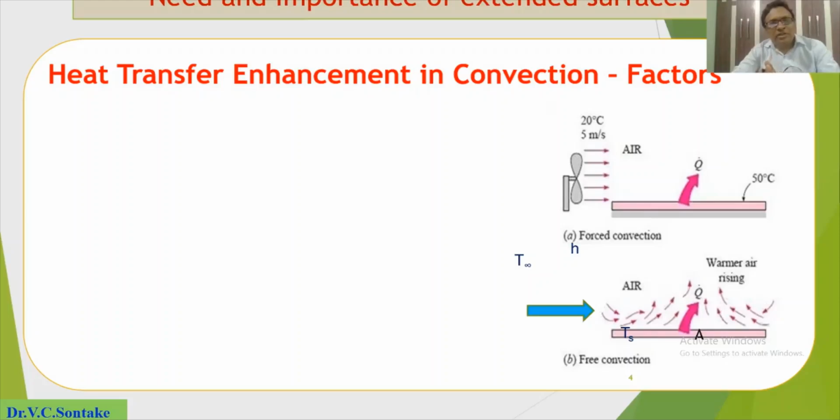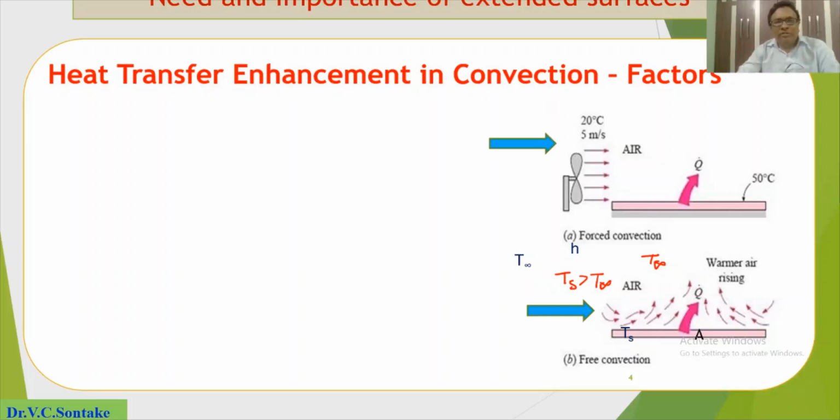The temperature difference causes variation in density, and that variation in density gives rise to buoyancy forces, and these buoyancy forces cause movement of the fluid, because of which heat transfer takes place. So as you can see here, there is a solid surface at temperature Ts and it is exposed to the air, let's say at temperature T infinity. So heat transfer will take place by virtue of temperature difference only.